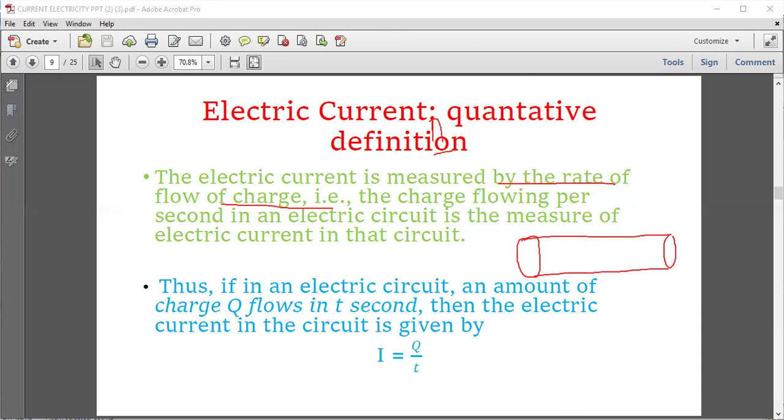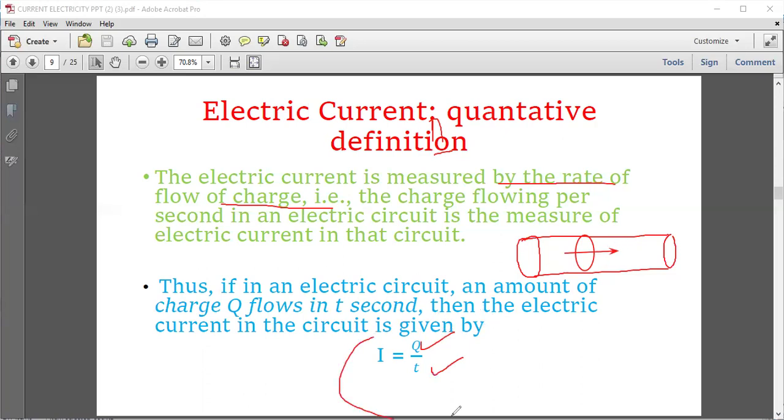Suppose here this is one cross section. You can see here. This is one cross section, and here Q charge crosses to this cross section in time t. मतलब Q charge इस cross section को t टाइम में क्रॉस कर जाता है. ये Q चार्ज जो है t टाइम में इस क्रॉस सेक्शन को क्रॉस कर जाता है. What will be the electric current?